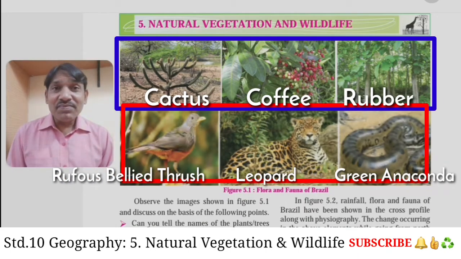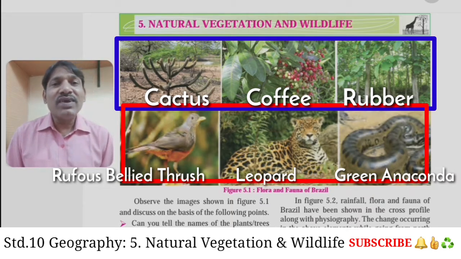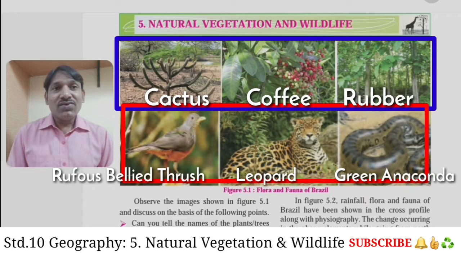But students, the amazing thing is that all these plants and animals are from Brazil. These are from Brazil. So here in this picture, what is shown in figure number 5.1 is the flora and fauna of Brazil. Yes, students, so it is very easy to identify.